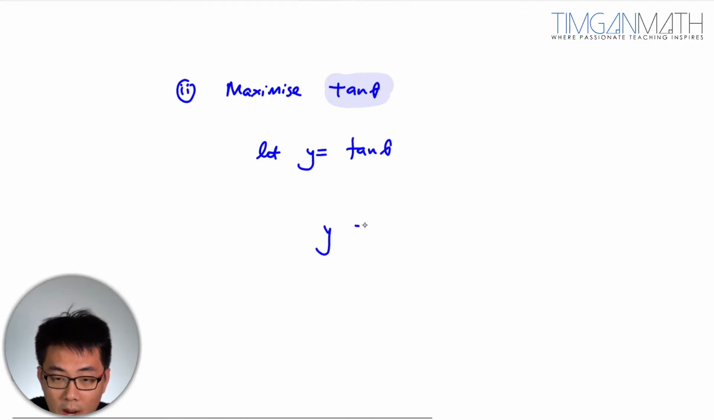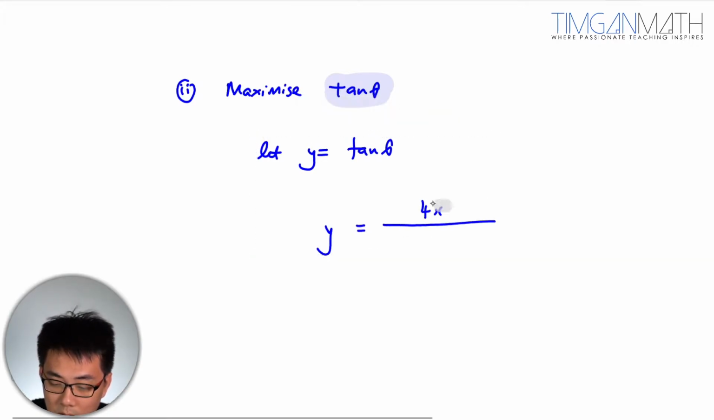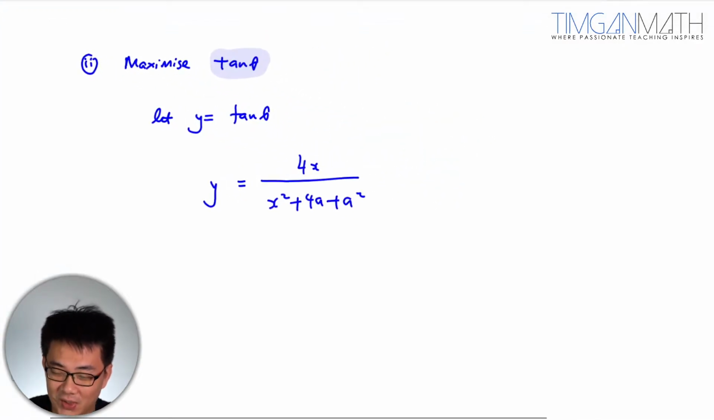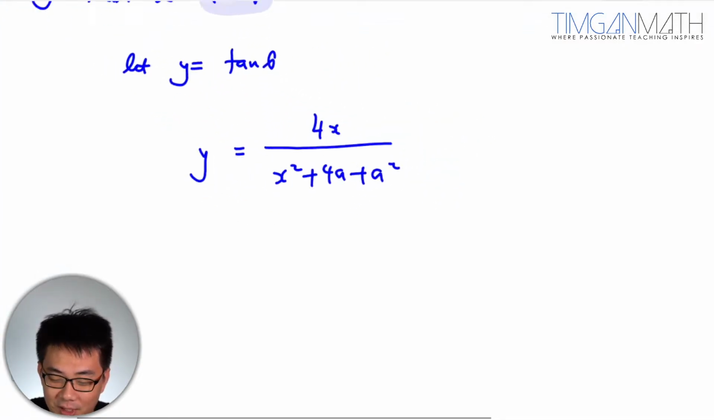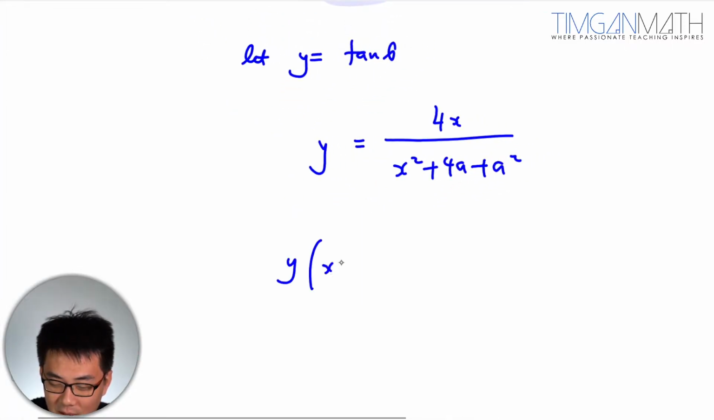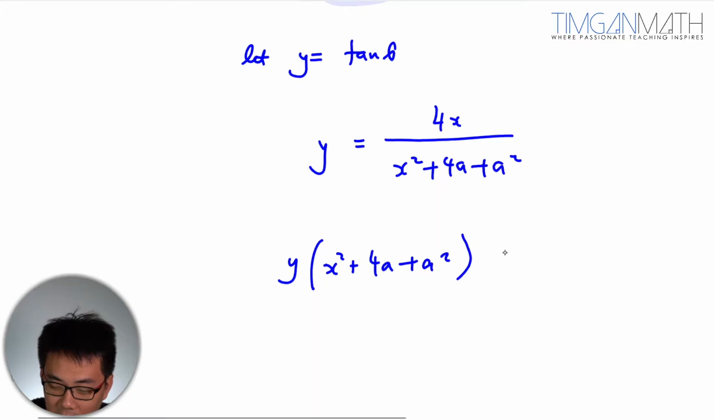So this is y equals 4x over x squared plus 4a plus a squared. Now I am a strong proponent of using implicit differentiation. I don't really like to use the quotient rule. So I'll just multiply this up so that it will be easier. So y times x squared plus 4a plus a squared equals 4x, and what I want is to maximize y, which is my tan theta.